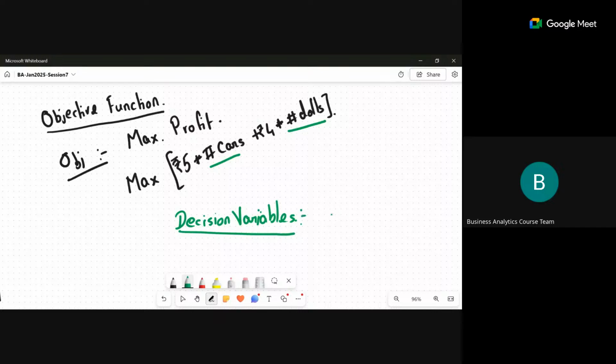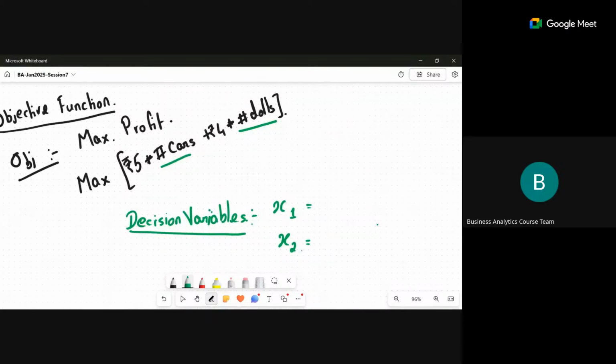two. Let's call them x1 and x2 because we are always interested in finding our x's, right? So x1 is the number of cars that are sold and x2 is the number of dolls that are sold.